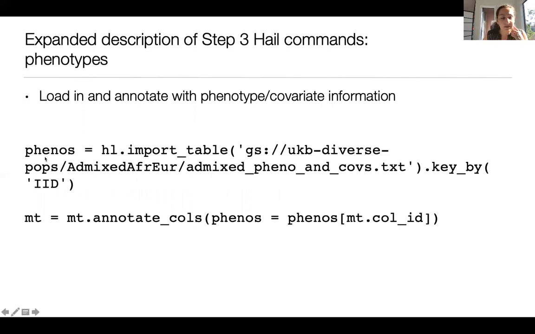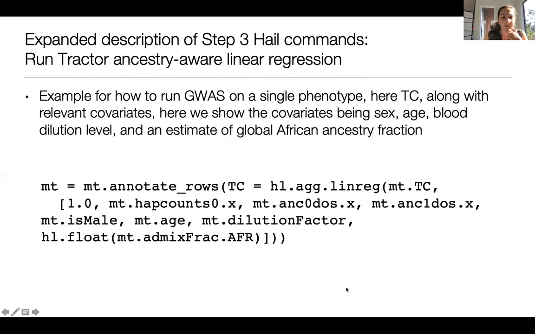The only thing to be careful about with loading in your phenotypes is to make sure that you're keying by the same ID field that will match the names in your genotypes file. And again, note that I'm doing this in the Google Cloud example, so I'm pointing to the location of this file in my Google bucket. And finally, we can run the linear regression.